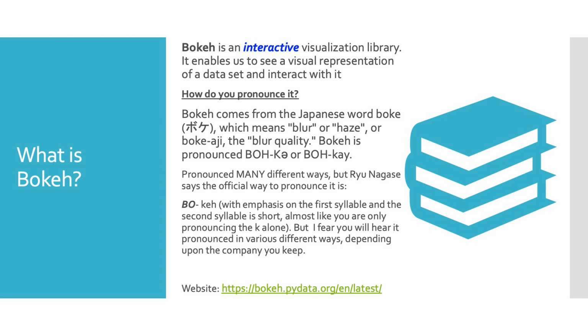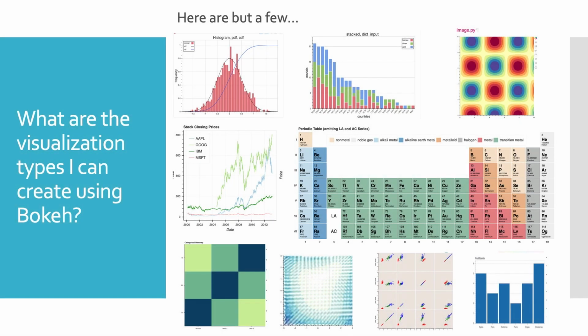I also here give you the website where you can get the latest information. They have quite a lot of good documents up there. So what are the types of things that I can do with Bokeh? What are the types of visualizations that I can render? Well, the sky is pretty much the limit.